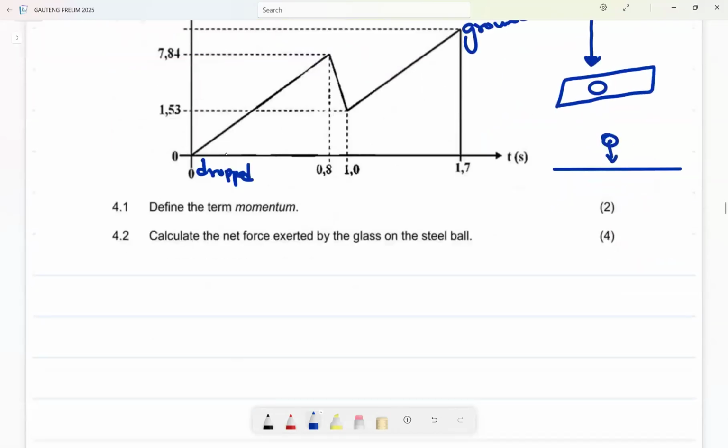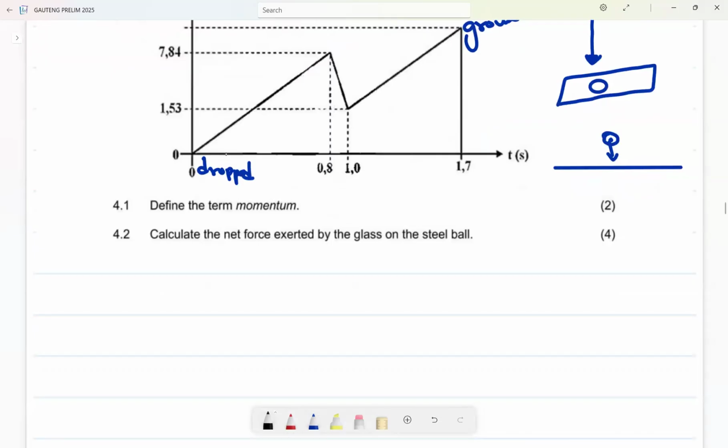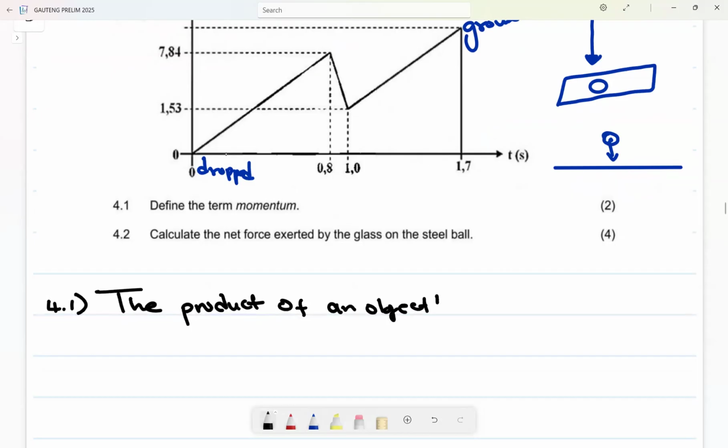So now we are on 4.1, we are asked to define momentum. It's easy: momentum is the product of an object's mass and its velocity. This is supposed to be 0 or nothing, guys. You get it correct or not?